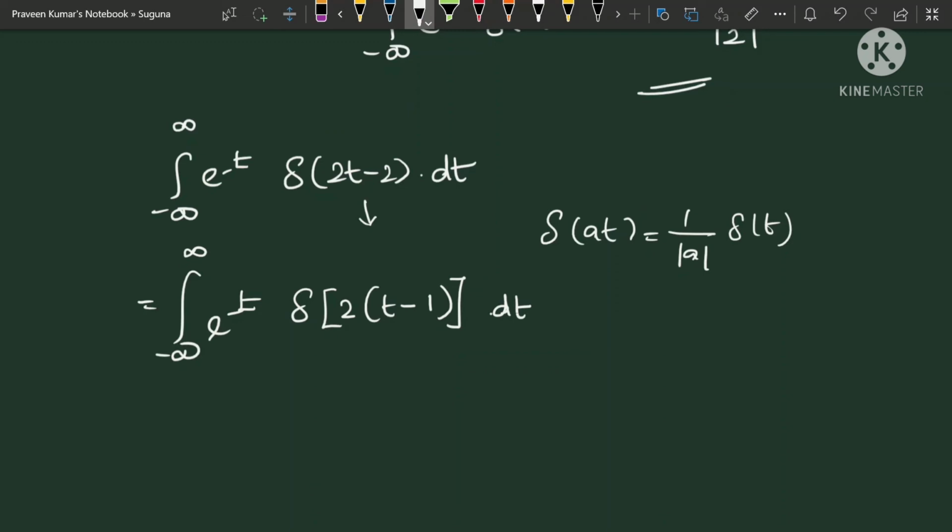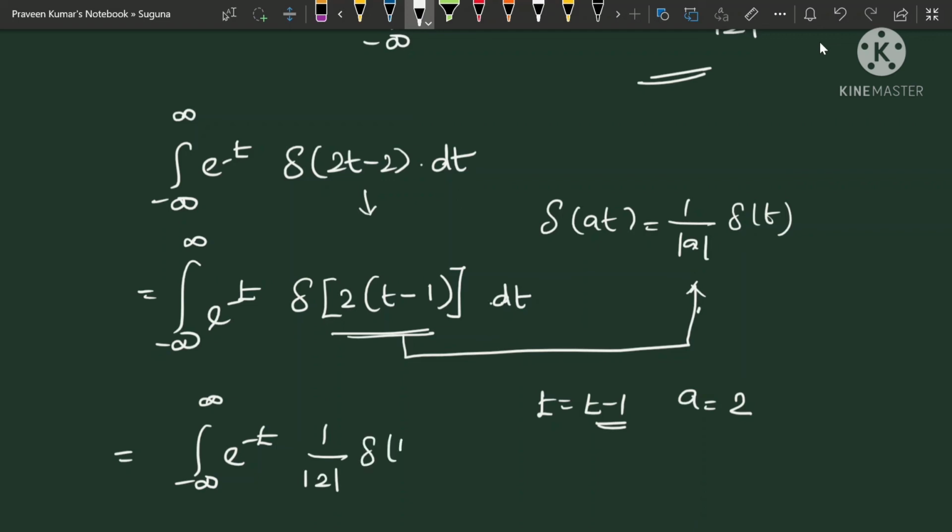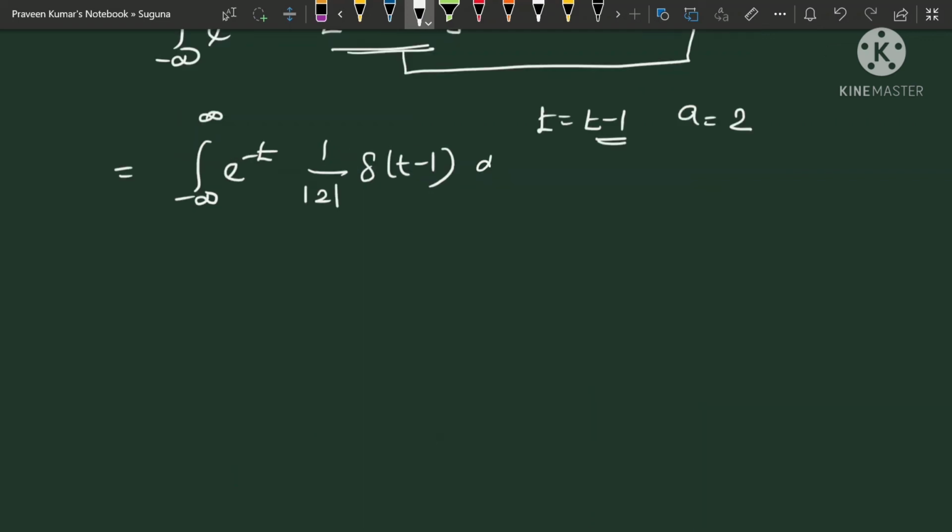So now compare these two equations. Instead of t, there is t minus 1, that's all. And a is equal to 2, right? So this equation becomes integration from minus infinity to plus infinity of e power minus t, 1 by modulus of 2 delta of t minus 1. Okay, now 1 by 2 is the constant, take this outside: integration from minus infinity to plus infinity of e power minus t delta of t minus 1 into dt.